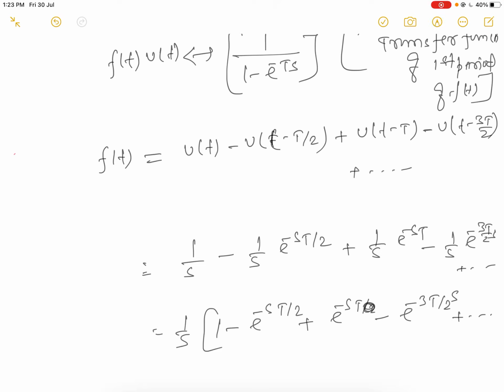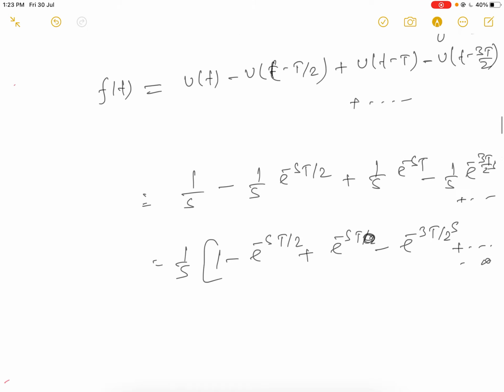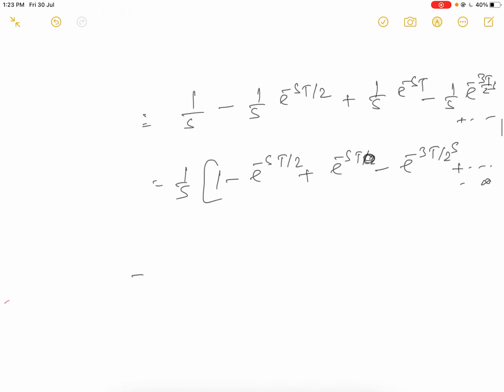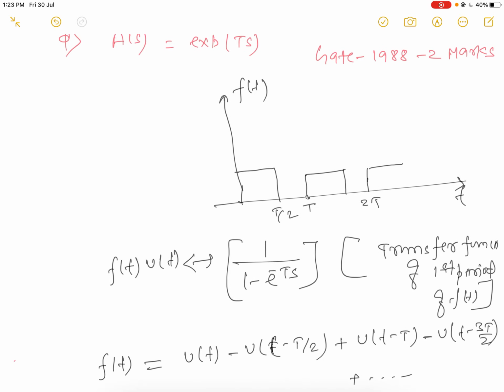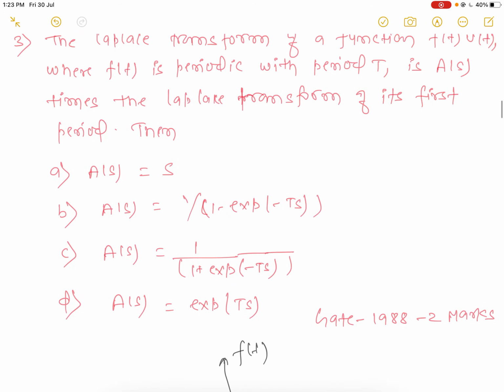Then what will happen? Here is the common ratio. It will go up to infinity because your signal is not defined for a particular range. Then we take the GP and you check it. You will get 1 upon e to the power minus Ts into the transform of the first period. Okay, try it. Then A(s) will be 1 upon 1 minus exponential of minus Ts, means option B will be the right answer.